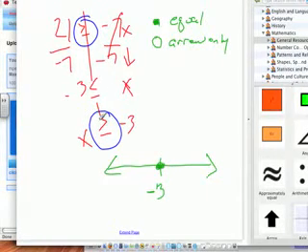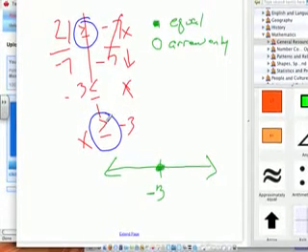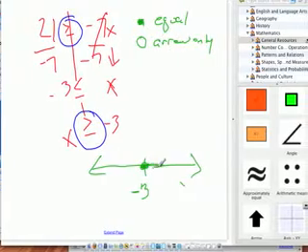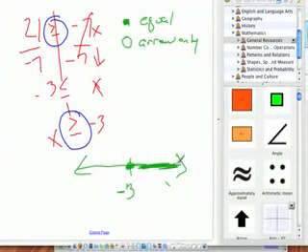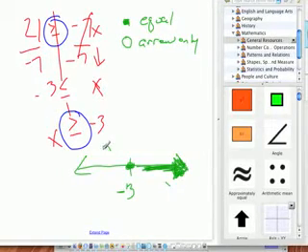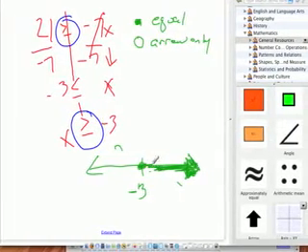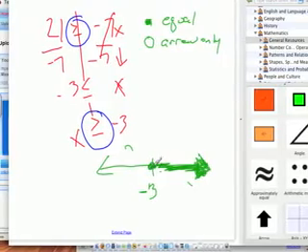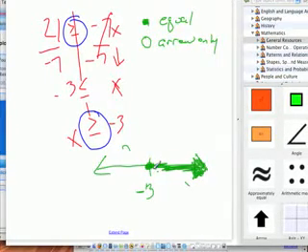Now, what direction is the inequality arrow pointing to? The right. Okay, so I'll color the right side. And I'll make sure to color in the arrow as well. And that tells me that x is greater than or equal to negative 3.